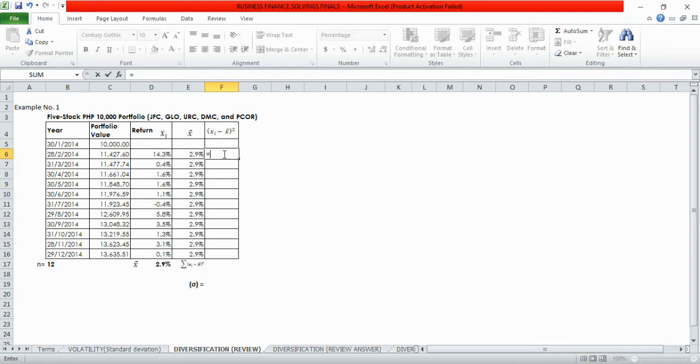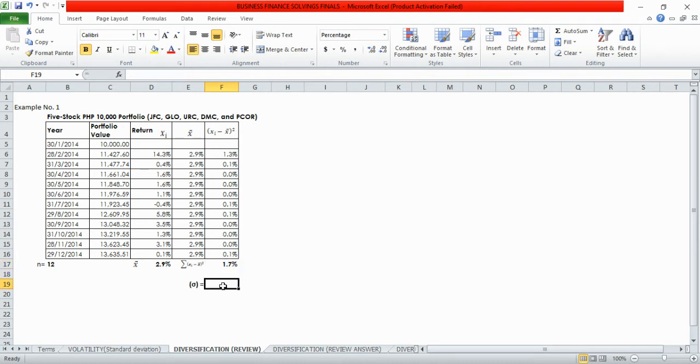Of course, just substitute. We have this for the date February 28, 2014. And the mean raised to, don't forget this symbol, this is raised to 2. So we have this answer. So just drag to have the same formula for each item. So we have this value. Now let's get the sum. The summation of this item. Okay, good. So this is the answer.